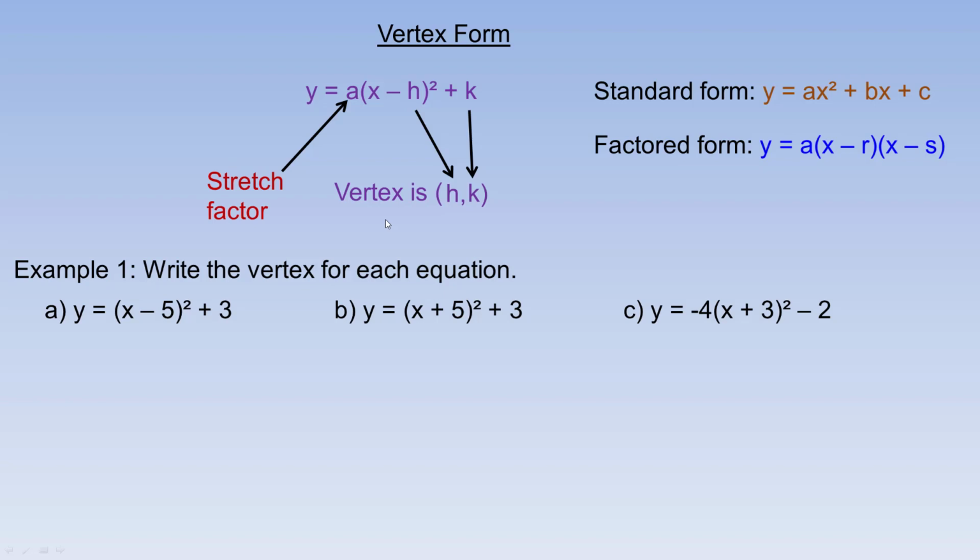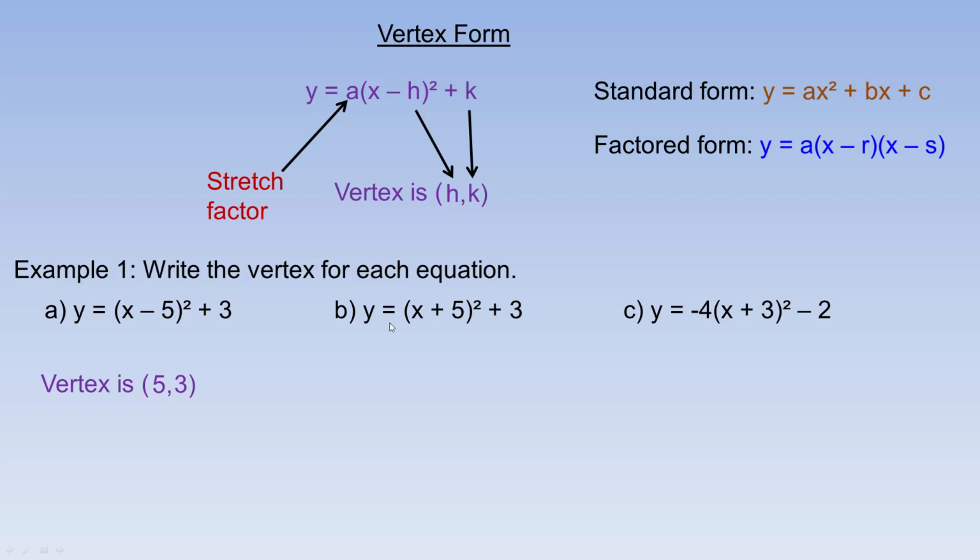So a little bit more about vertex form now. In the first example, we're asked to write the vertex for each. Notice how similar I've made a and b. The only difference is there's either a subtraction sign between the x and the 5 here or an addition. So the vertex, see, x minus h, h is the x-coordinate. So if it's x minus 5, 5 is the x-coordinate. It's not negative 5. You don't change the sign of it. So it's x subtract 5, so 5 is the x-coordinate. The 3 would be the y-coordinate. So that's the vertex for this one.